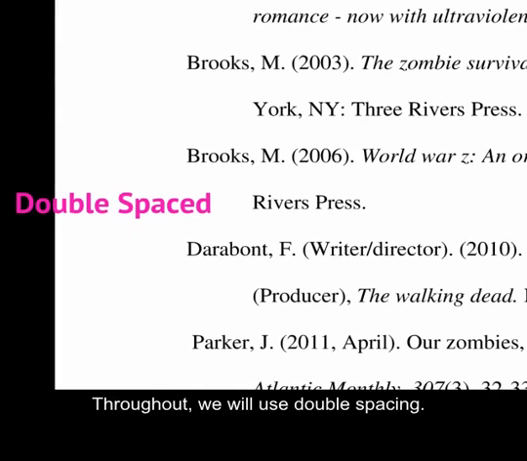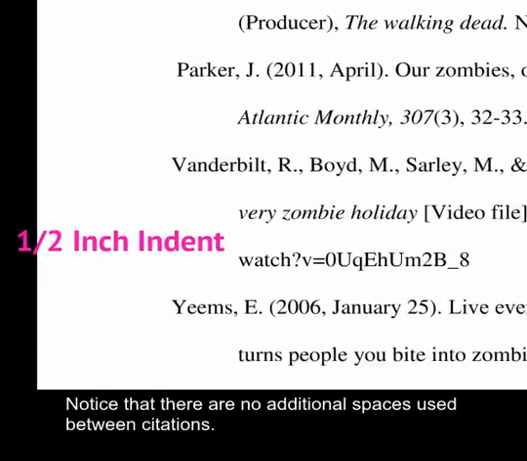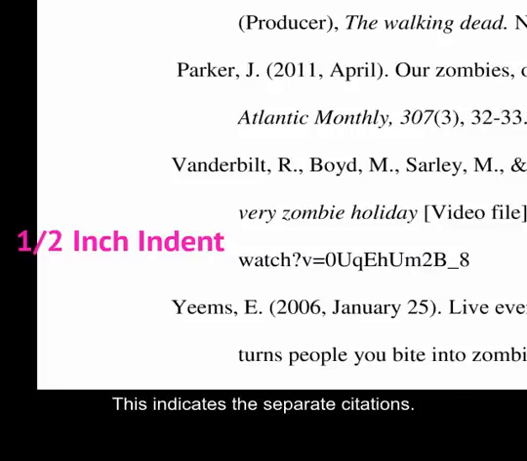Throughout, we will use double spacing. Notice that there are no additional spaces used between citations. Instead, we use a half inch or one tab indent after the first line of each full citation. This indicates the separate citations.